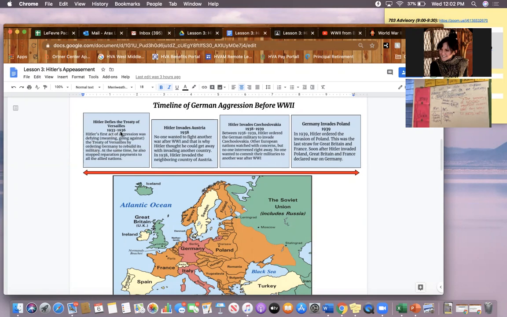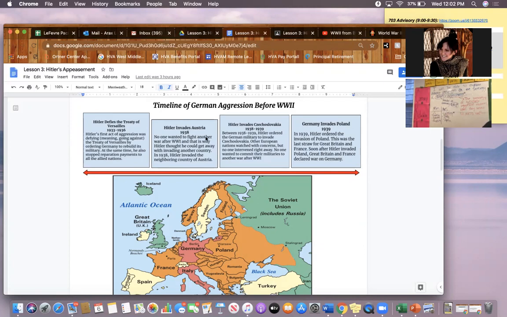1933 to 1936. Hitler's first act of aggression was defying, meaning going against, the Treaty of Versailles by ordering Germany to rebuild its military. At the same time, he also stopped reparation payments to all the Allied nations. Those were those sums of money that Germany had to pay back to the Allies for destroying Allied countries during World War I. So first, Hitler just ignores that Treaty of Versailles. He goes ahead and builds up the German military.